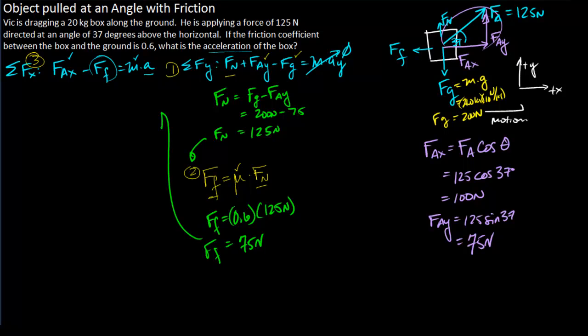I can then use this back up in my x equation, and I get my applied force in the x direction, so that's going to be 100 newtons minus 75 newtons equals the mass of 20 times the acceleration. Which means that my acceleration is going to be, let's see, 25 over 20, which is 1.25 meters per second squared.